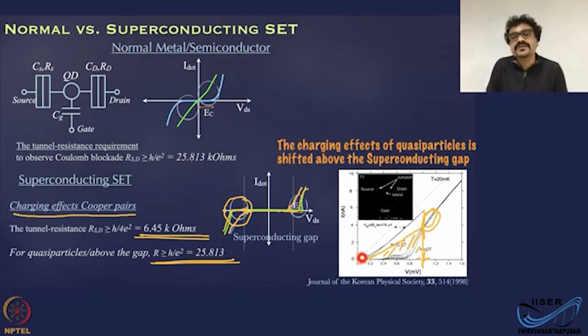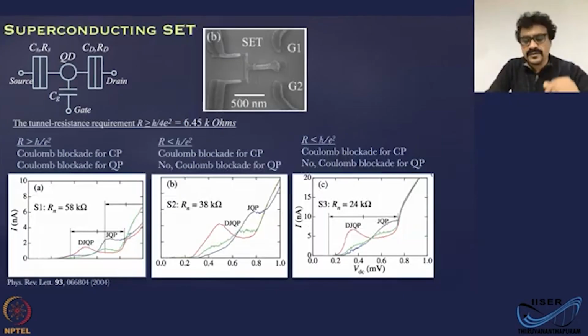Okay, so you can bring a superconducting SET to the normal state and observe the charging effects of only quasi-particles by the application of a magnetic field. But quite often, a superconducting SET is preferred over a normal state SET because you need only a lower resistance to see the charging effects of Cooper pairs, whereas the quasi-particle charging effects require a higher resistance, which will have detrimental effects for various technologies.